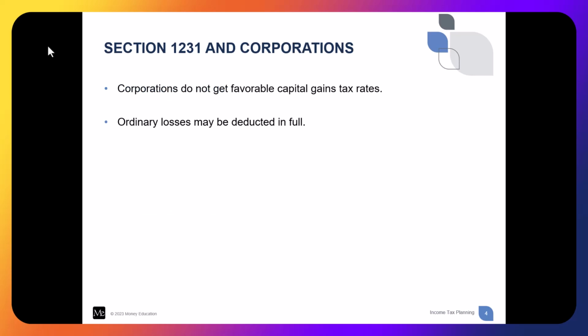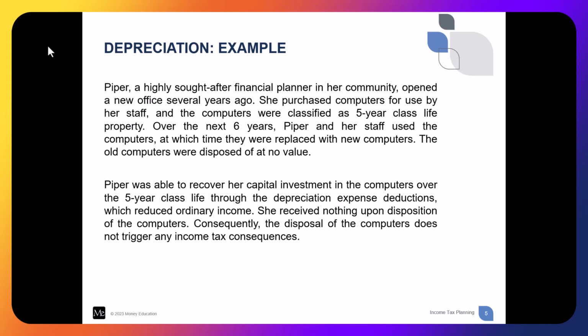Corporations do not get favorable capital gains tax rates. But if they have losses, they may be deducted in full because there is no advantageous capital gains rate. So capital gains don't exist for corporations.